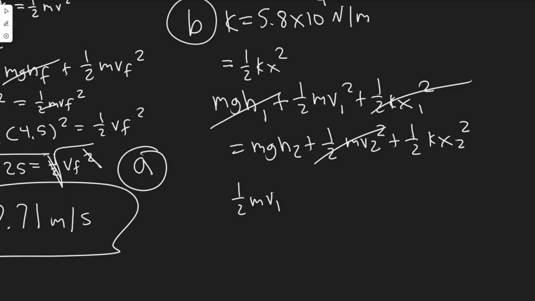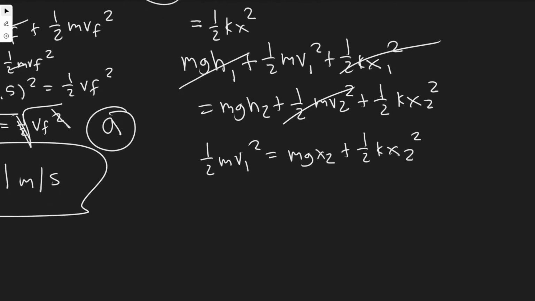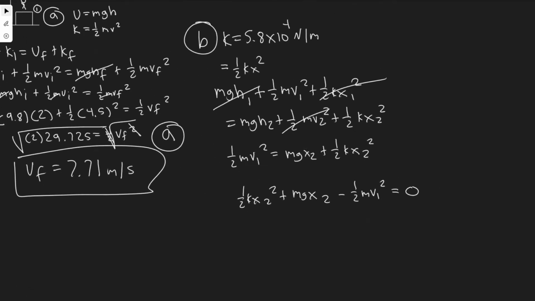So you would have 1/2 mv1 squared equals mg, and I'm going to call this x2 now, just to fit the variables correctly, plus 1/2 kx squared. And yeah, so you're going to have this formula. I'm going to move this to the other side, because you should notice that this is going to be a quadratic since we have two variables missing like that. So this is going to be 1/2 kx2 squared plus mgx2 minus 1/2 mv1 squared equals 0. And keep in mind, we're solving for x2, how far it stretches the spring.